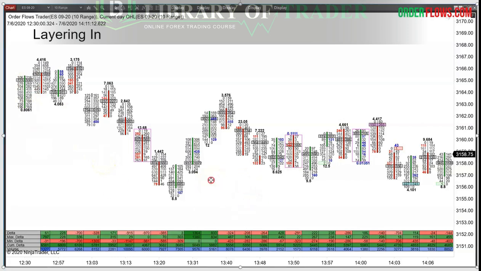Okay. Layering in, right? You can see it right there. Market's selling off, comes back up, they're offering it out. The clue that gives it away is this 98 against 458, right? Market continues down.